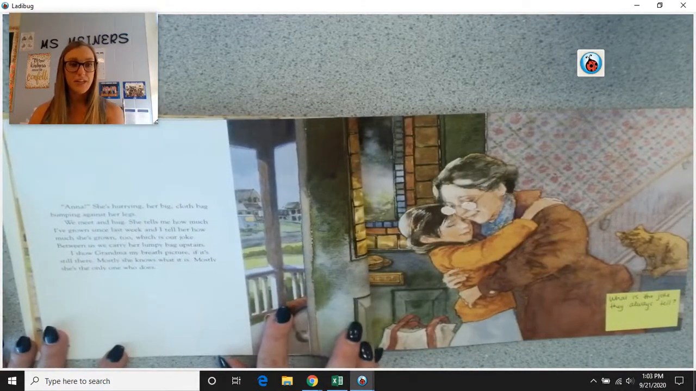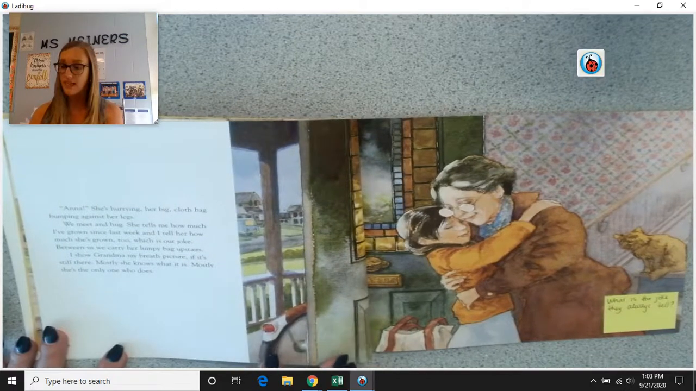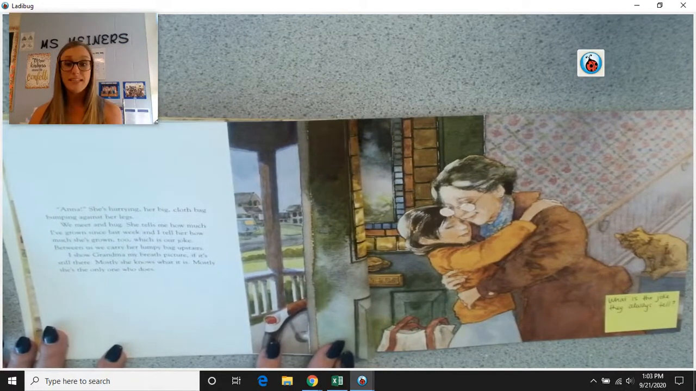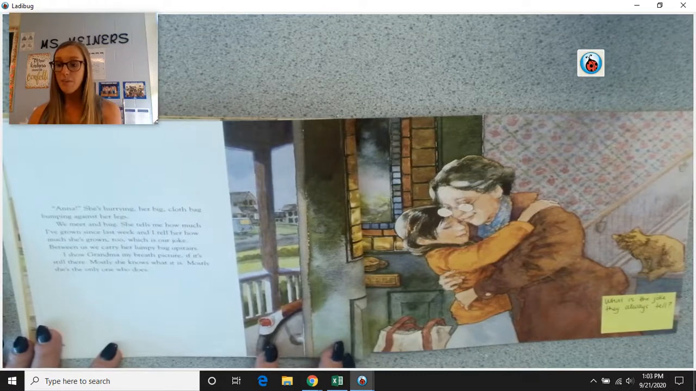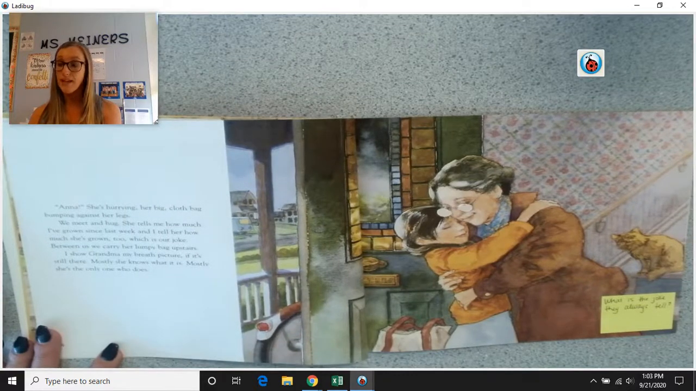"Anna!" She's hurrying, her big cloth bag bumping against her legs. We meet and hug. She tells me how much I've grown since last week, and I tell her how much she's grown too, which is our joke. Between us, we carry her lumpy bag upstairs. I show Grandma my breath picture, if it's still there. Mostly, she knows what it is. Mostly, she's the only one who does.